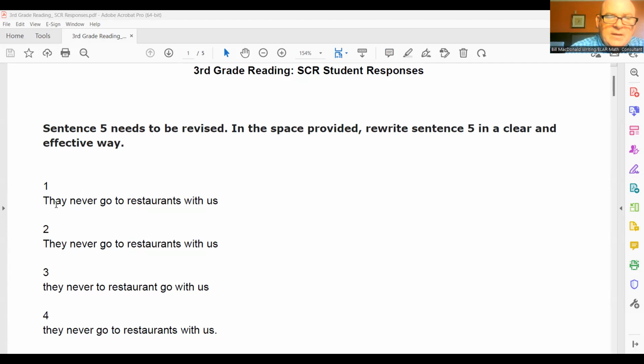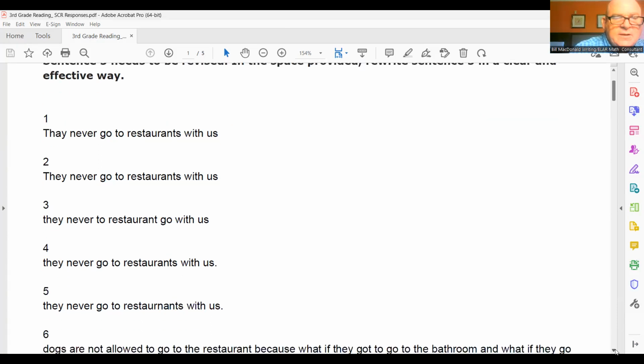Okay, so first one. They never go to restaurants with us, because number one starts with a capital. It has the correct order: they never go. The go moved over from the back position to the correct position, so we would say yes for number one, and it would get a total of 1 point. And so I'll show you the form once we're done with all 10.